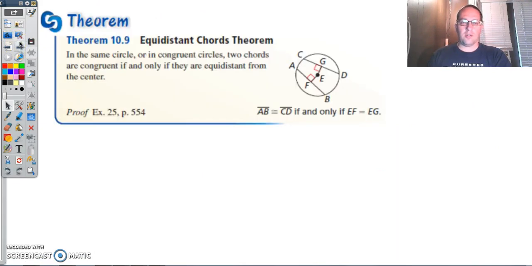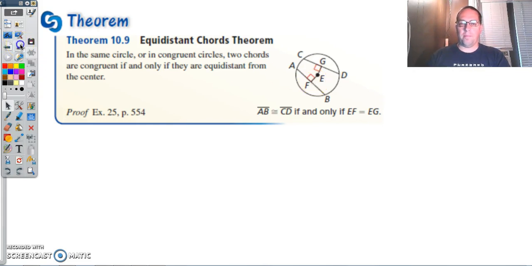Okay, so let's take a look at this. This is the equidistance chord theorem. What this says is that if two chords are equidistant from the center of the circle, then the two chords will be congruent. Or if you have two chords that are congruent, then they are equidistant from the center of the circle. Remember, distance is found with perpendicular lines. It always has to be perpendicular to the segment that you're looking at.